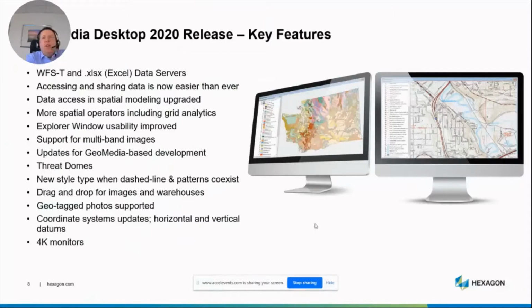G Media 3D also has the ability now to do threat domes, and there are some new styles in there as well. And you can drag and drop images for images on warehouses. Again, something in a lot of other software people might have been used to wasn't there in G Media. Now you can just drag and drop the image into the workspace and away you go. Geotag photos are supported, again becoming pretty much standard for the course. And we also have support for 4K monitors.